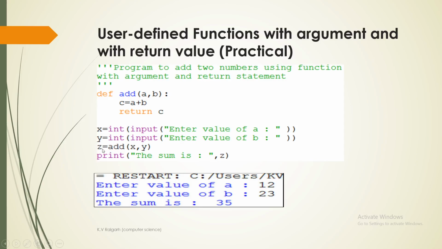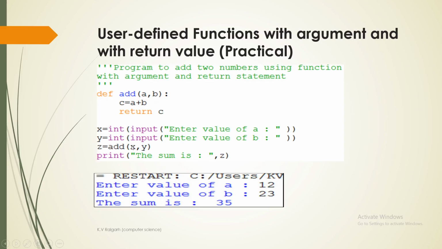Now, in the next statement, I have defined a variable z and I want to assign a value to z through the function call. That means whenever I call this function, it will return some value and that value will be assigned to z. So what is the syntax to call a function? Write the function name and inside parentheses you will pass some arguments. What I am passing here is x and y. x and y contain some values and these values will be passed to the parameters.